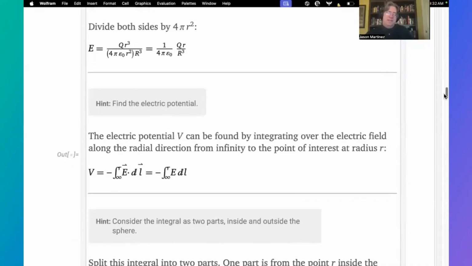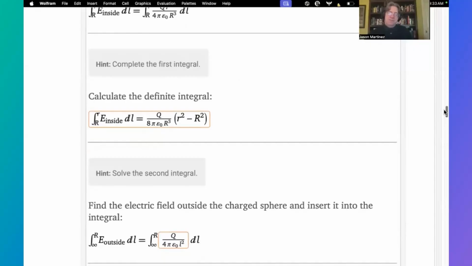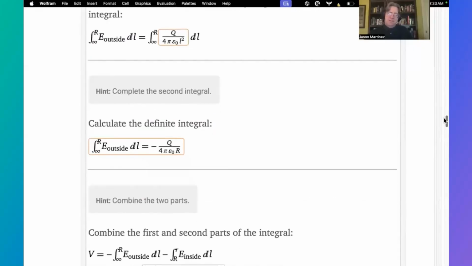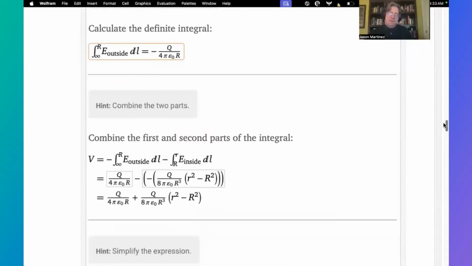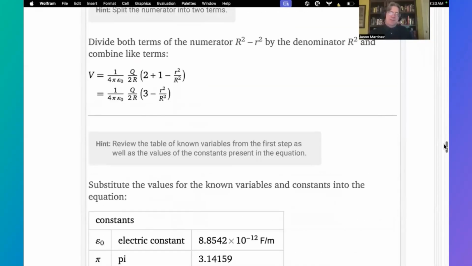And then we can go and take that to find the potential. So then we repeat the whole process for the field outside and the field inside. And we can break out all those steps. But once we do that, we have all of those together. We do the integrations, combine all the terms, and we get the final potential. And then we can do the calculation.